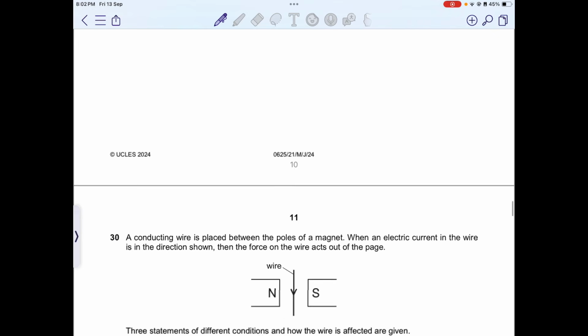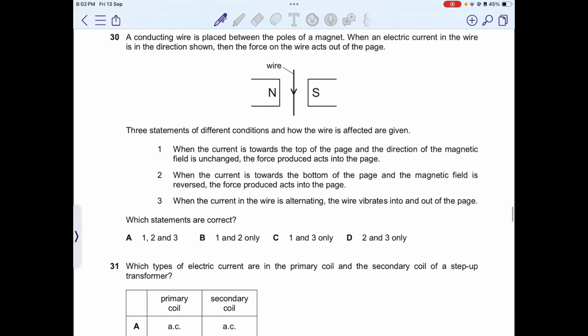Moving on to question number 30. Now here it says a conducting wire is placed between the poles of a magnet. When an electric current in the wire is in the direction shown below, the force on the wire acts out of the page. So for this, you would basically again use a left hand rule. Your index finger or pointing finger points from north to south, that is basically towards your right, and your middle finger is the representation of current, which is currently, let's say, towards you at this point, and the force is upwards, which is out of the page.